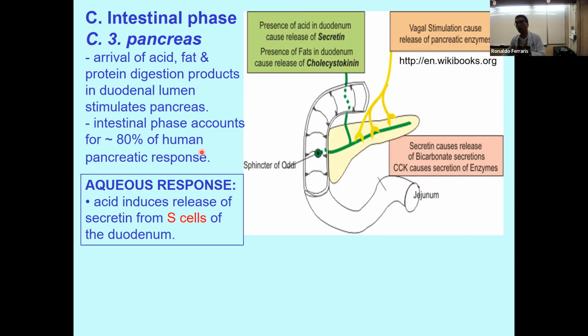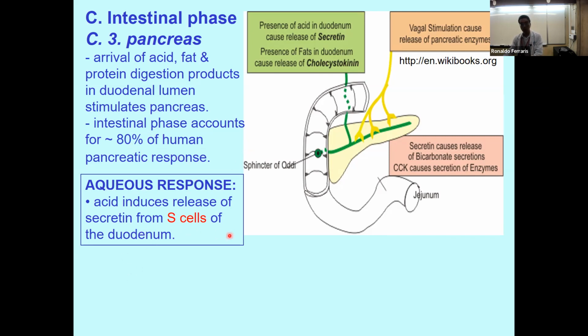So the bulk of human pancreatic response actually occurs in the intestinal phase. The reason the pancreas responds during the cephalic phase and in the gastric phase is because gastrin is masquerading as a CCK. And so therefore, some of the receptors by low affinity binding get excited, but not too much. So you have 20% release at that time.